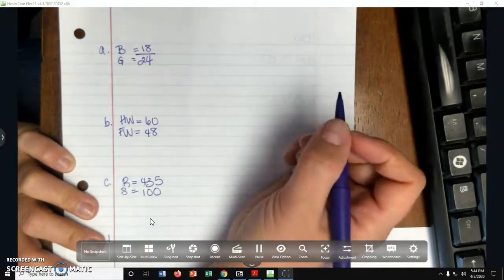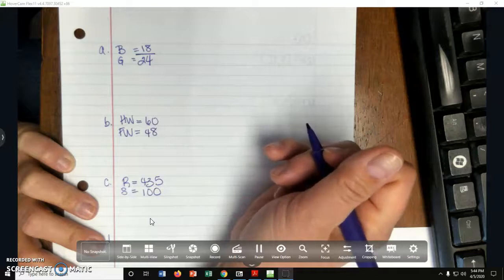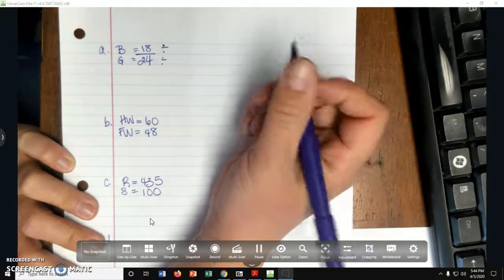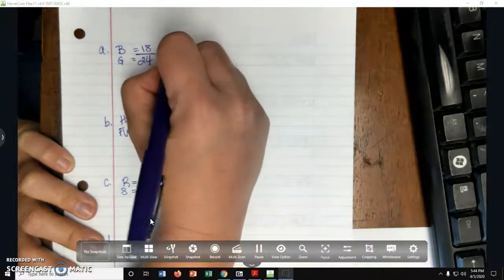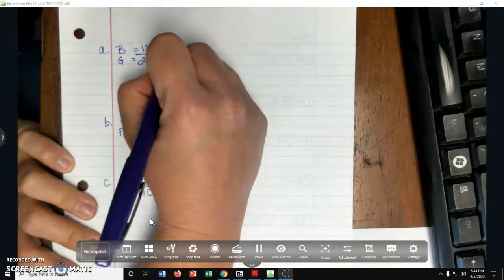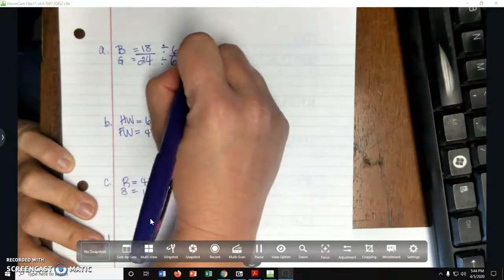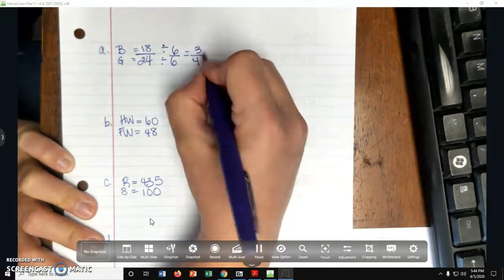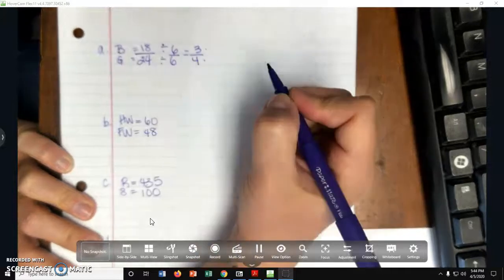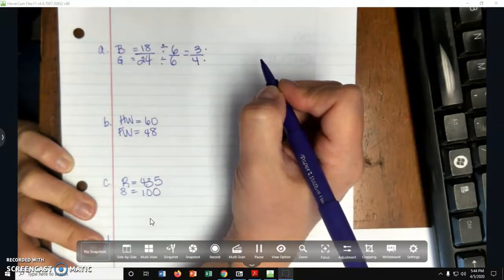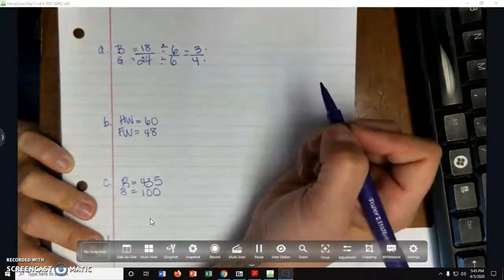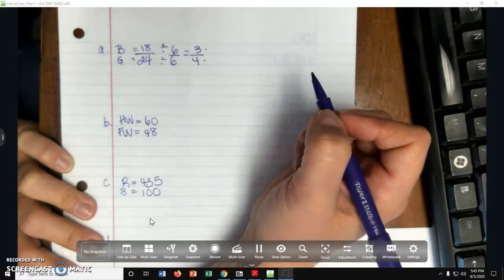Now, can I reduce 18 to 24? Absolutely. What would I need to reduce it by? I could divide them both by what? What would be the greatest number that I can divide them by? In this case, it would be 6. 18 divided by 6 gives me 3, and 24 divided by 6 gives me 4. So I have a 3 to 4 ratio. For every 3 boys, there are 4 girls. So how many teams could we have where for every 3 boys, we would have 4 girls?